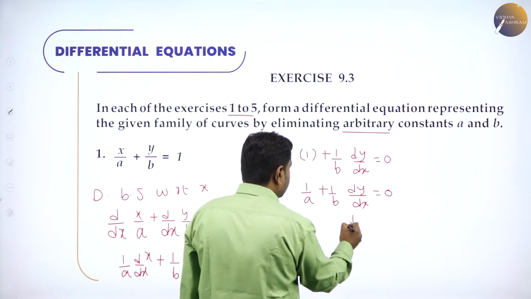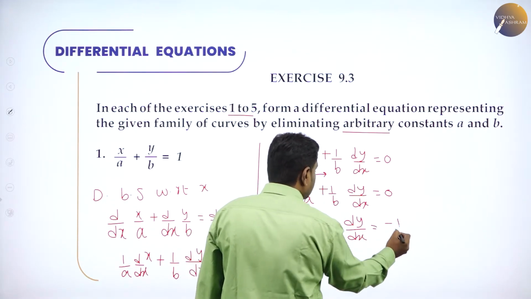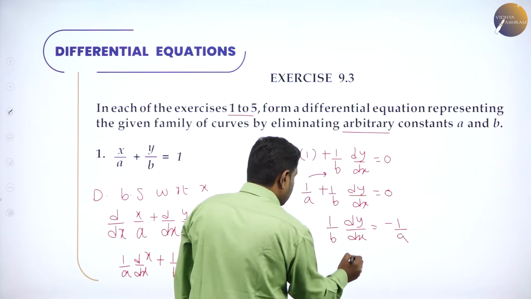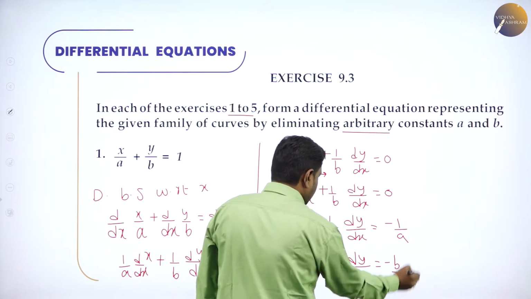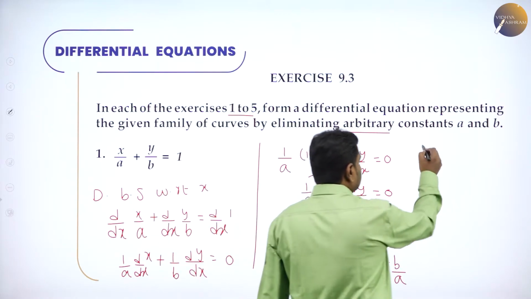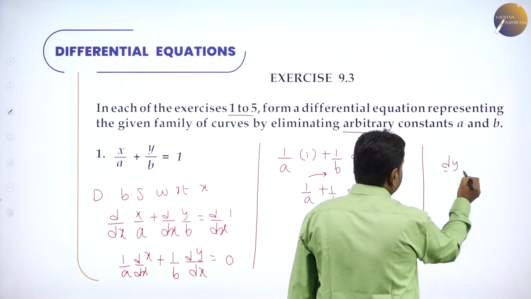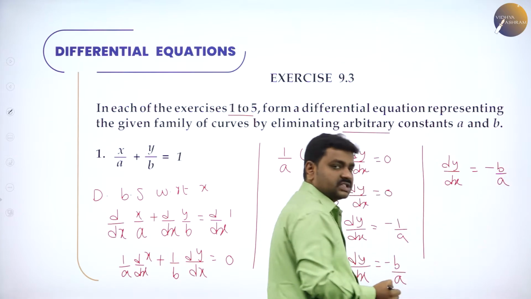Transfer 1 by a to that side. So dy by dx is equal to 1 by a goes that side, it will become minus 1 by a. This is 1 by b, and dy by dx is minus b by a. So now you got the value of dy by dx. What is dy by dx? Minus b by a. You know b is a constant and a is also constant.